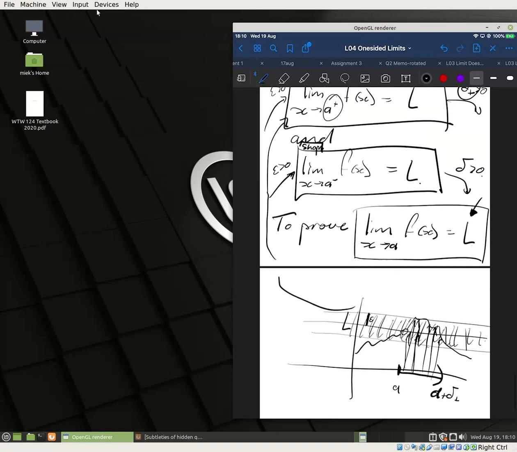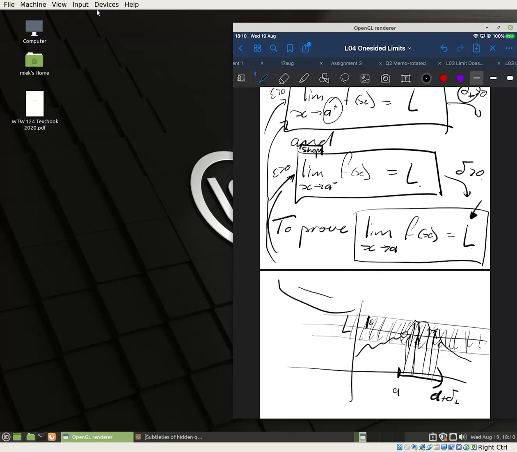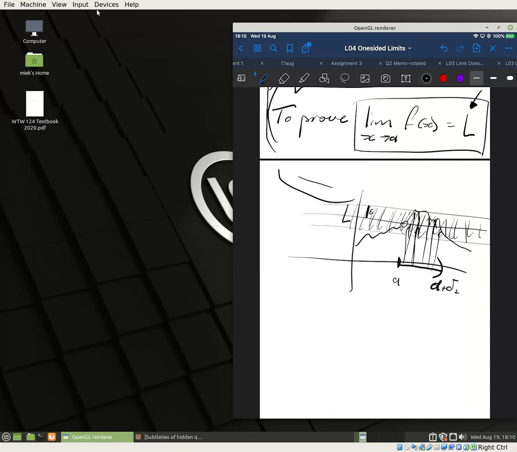And we take our same epsilon and we go to the other shop and we buy a delta minus that works to the left of A. And these deltas need not be the same. So this is A minus delta minus over there, and all these function values map into, or within an epsilon distance of, L.